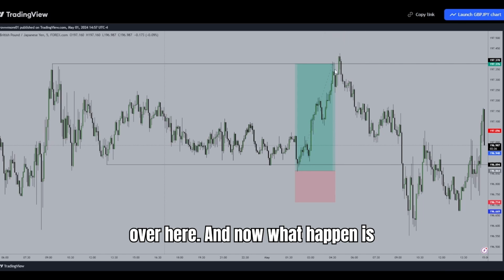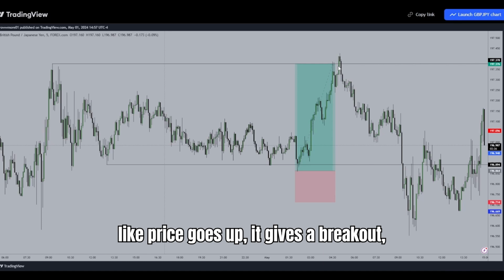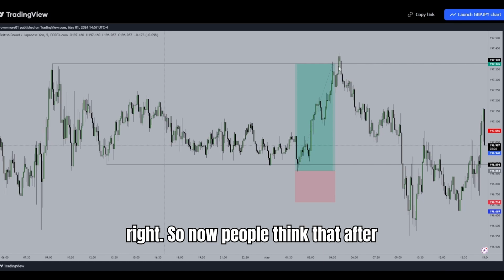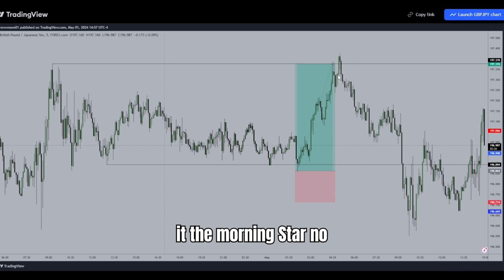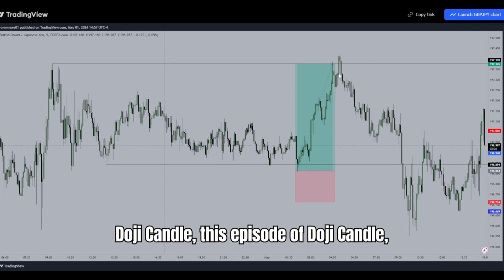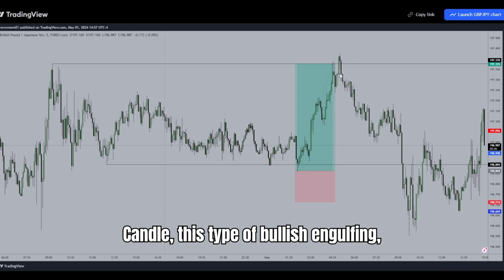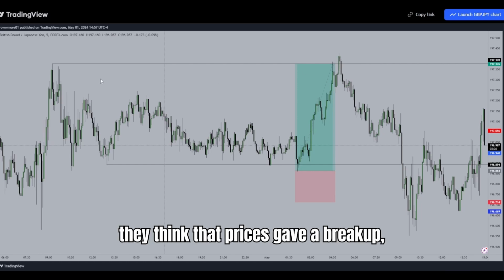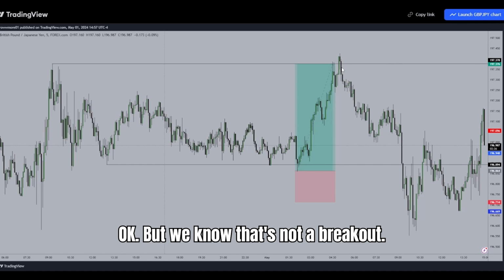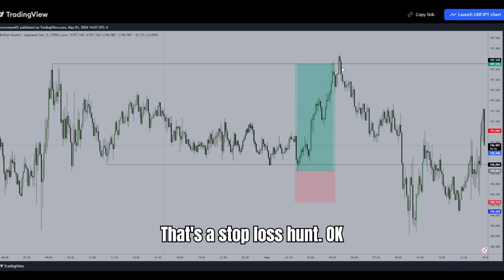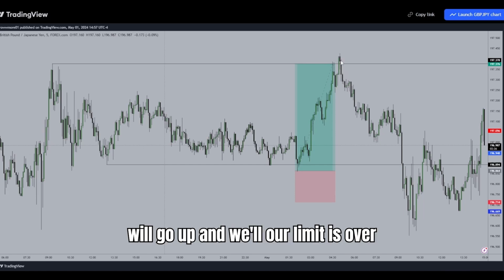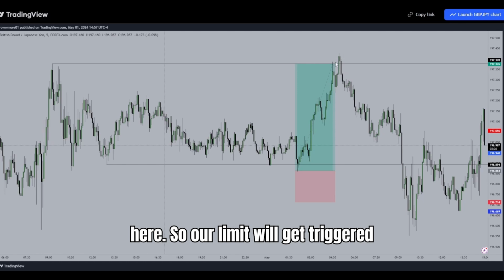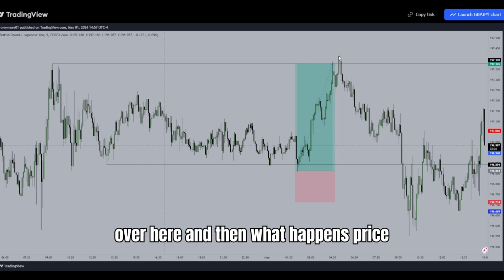Now what happened is, price goes up and gives a breakout, right? People see this type of bullish candle, this bullish wick, this doji candle, this bullish engulfing, and they think that price gave a breakout. But we know that's not a breakout, that's a proper stop loss hunt. So price will go up, our limit is over here and gets triggered, and then price goes down.